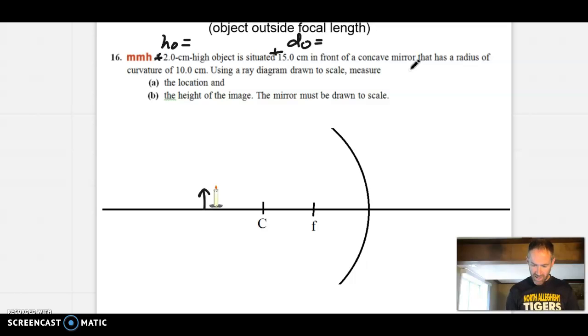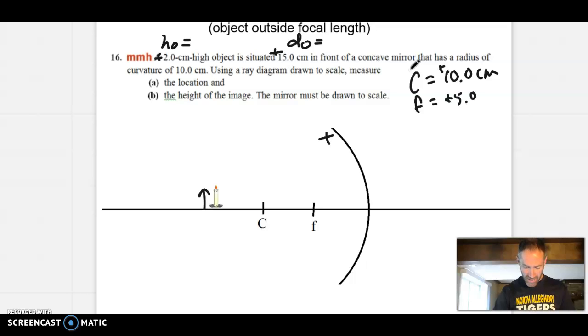It says that this concave mirror has a radius of curvature of 10 centimeters. Remember that the radius of curvature, C, is going to be twice what the focal length is. So if C is 10 centimeters, and in this case positive because that's out here on the positive side of the mirror, then that means the focal length is going to be a positive 5 centimeters, also on the positive side of the mirror. So that focal point is right there where it's marked in the picture, and here is that focal length, positive 5 centimeters.